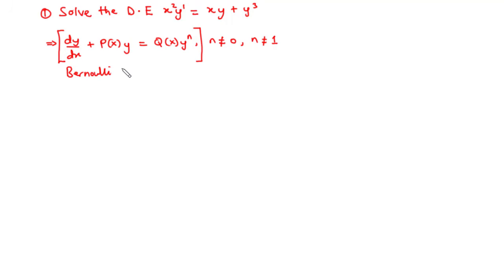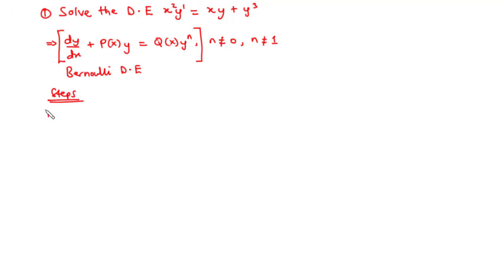differential equation. So a Bernoulli differential equation is a differential equation which is given in the form dy/dx plus p of x times y equals q of x times y to the power n, where n is not equal to 0 or n is not equal to 1. Now, to solve a Bernoulli differential equation, let's look at the steps we are going to follow.